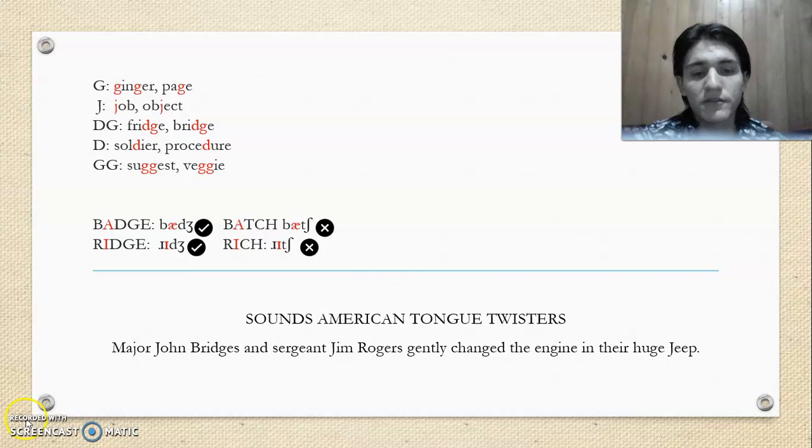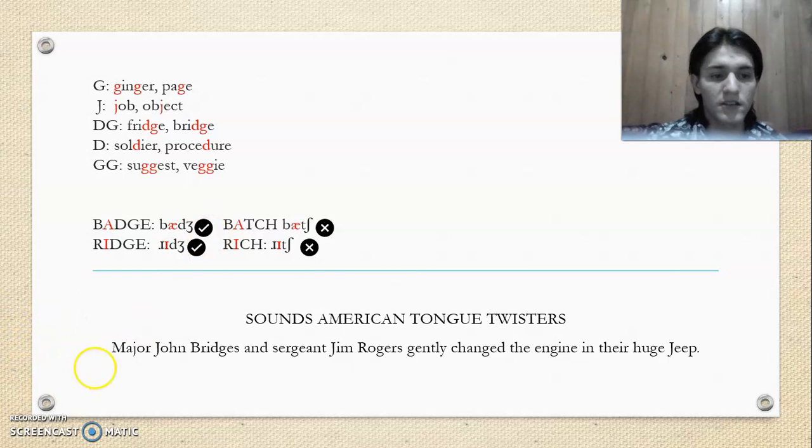Let's continue with a tongue twister. Major John Bridges and Sergeant Jean Roger gently changed the engine in their huge jeep. There is to practice. We have to look for different ways to practice these sounds.